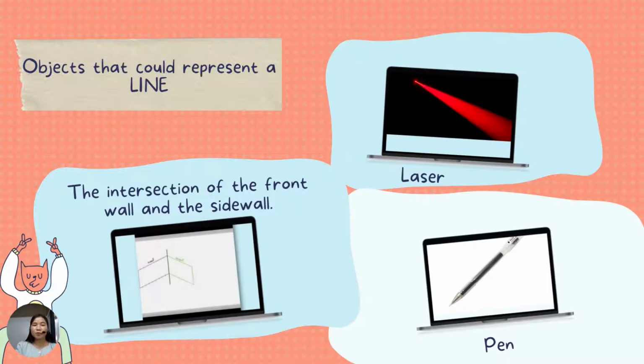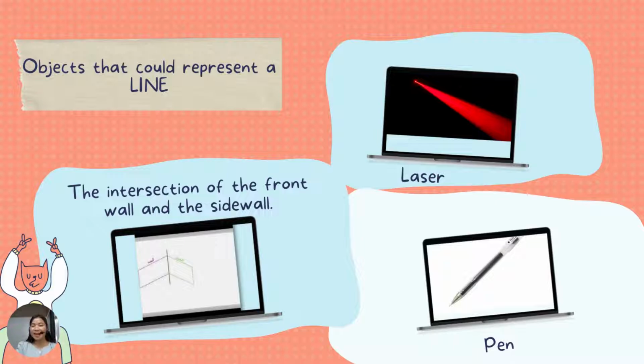Next, objects that could represent a line. Have you seen a laser? Have you tried using a laser? A laser can represent a line. Also, the intersection of the front wall and the side wall here.